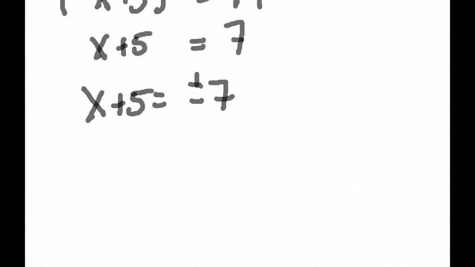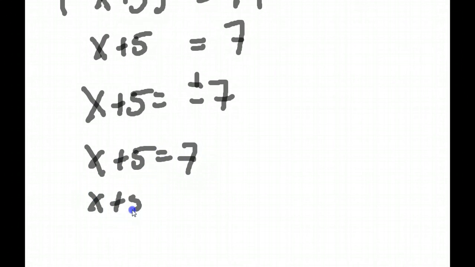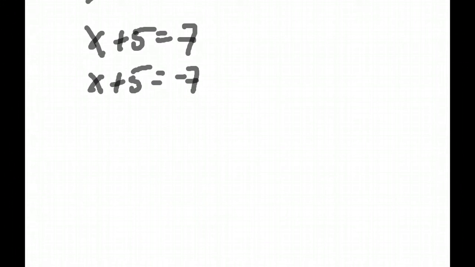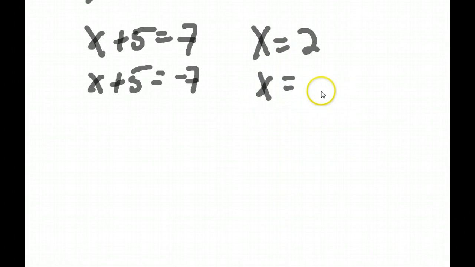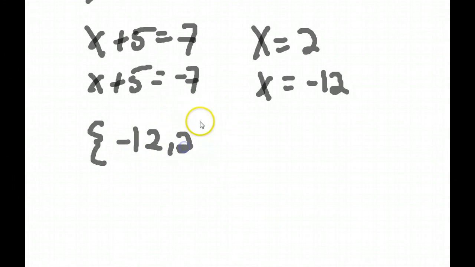So let's look at this. x plus 5 equals 7. And x plus 5 equals negative 7. So how many answers are we going to get? 2. So what are our two roots? What's x plus 5 equals 7? What's x equal? 2. And x plus 5 equals negative 7. We solve that and x becomes? Negative 12. So our solution set is open brace, negative 12 and 2.